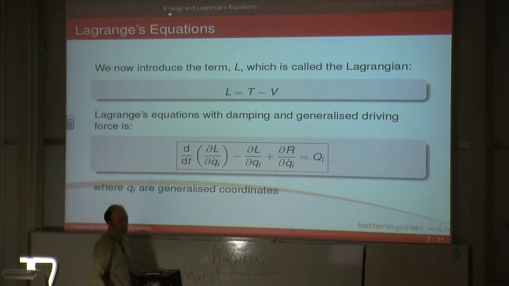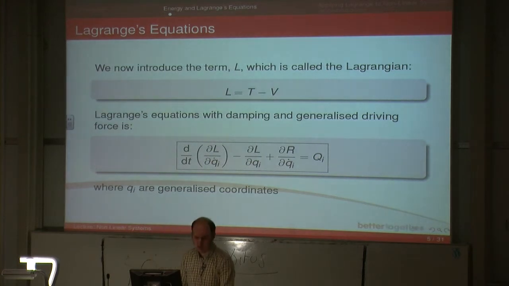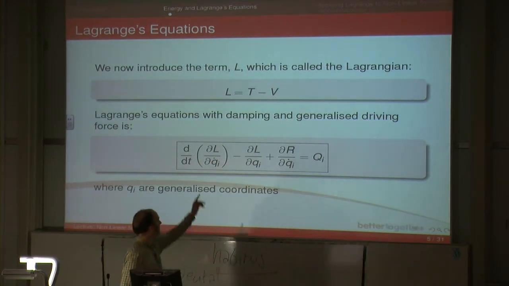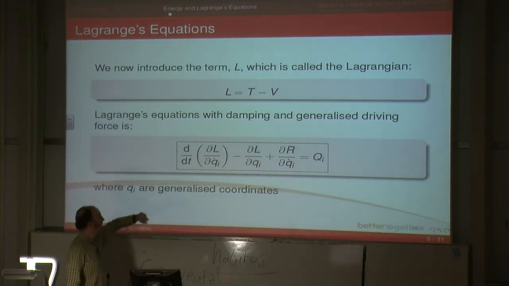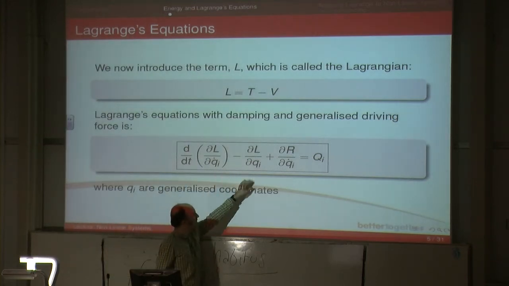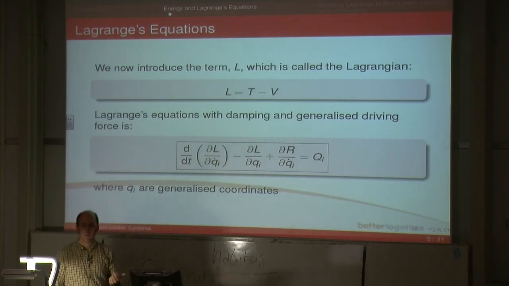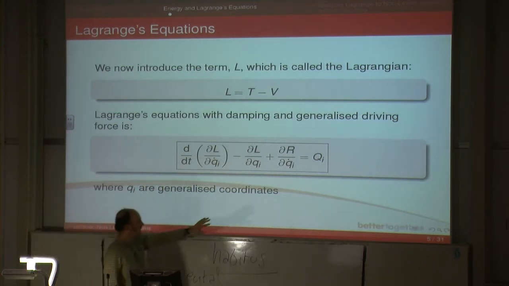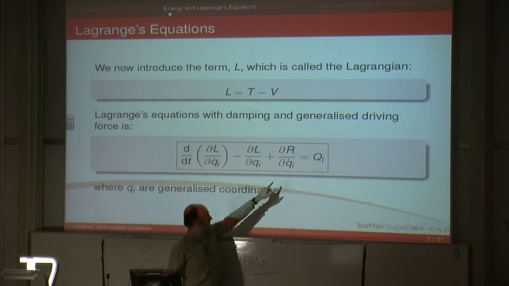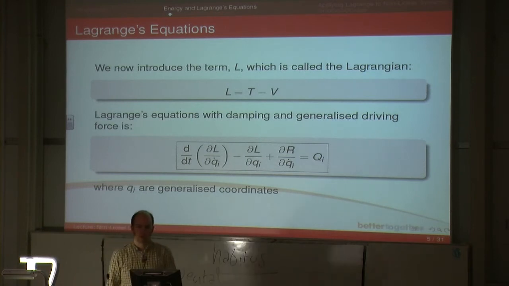L is known as the Lagrangian, and that is simply the kinetic energy, T, minus the potential energy. And then by finding various differentials of L, you can find these two terms, and R, which is the energy associated with damping, and you find the derivative of that with respect to the velocity, you can end up getting an equation, and that equation will turn out to be the equation of motion.